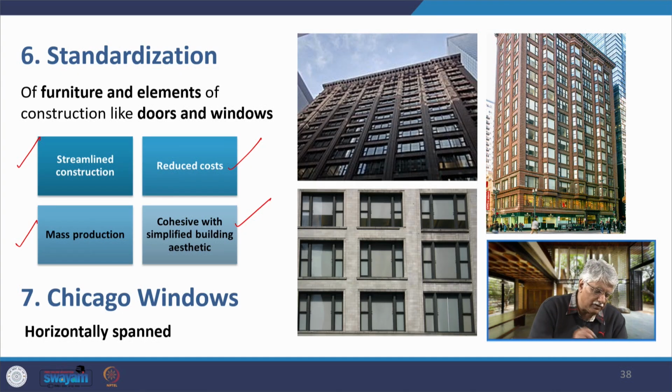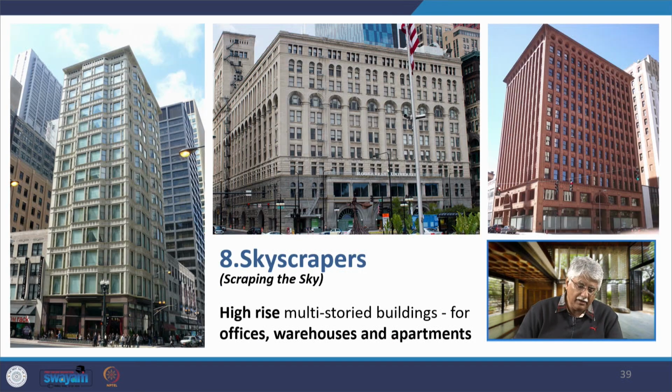The seventh was an aesthetic contribution, which was the Chicago window. The Chicago window was horizontally spanned, and it had one fixed glass in between and two openable parts on the side. And thus it led to the rise of the skyscraper. That means a building that is scraping the sky. Skyscraper. High-rise multi-storied buildings for offices, warehouses and apartments.